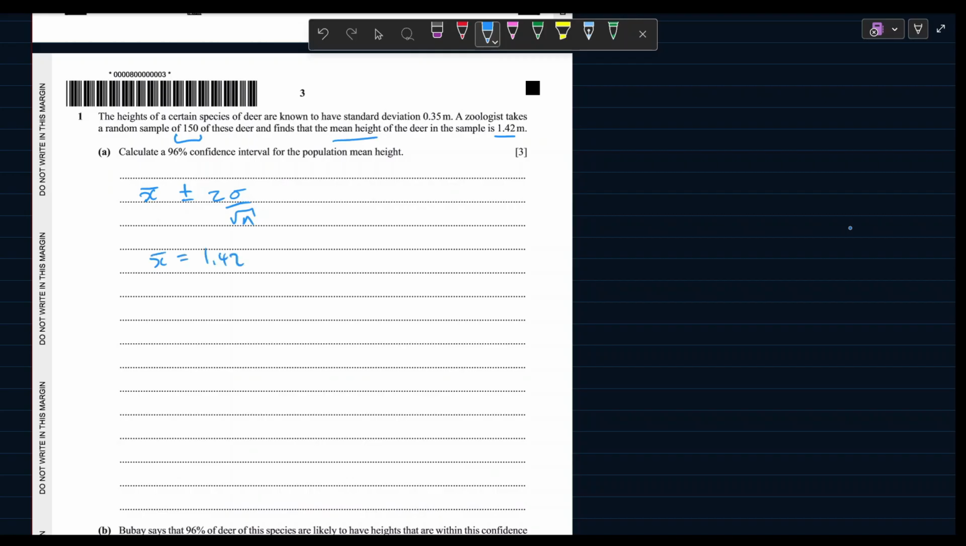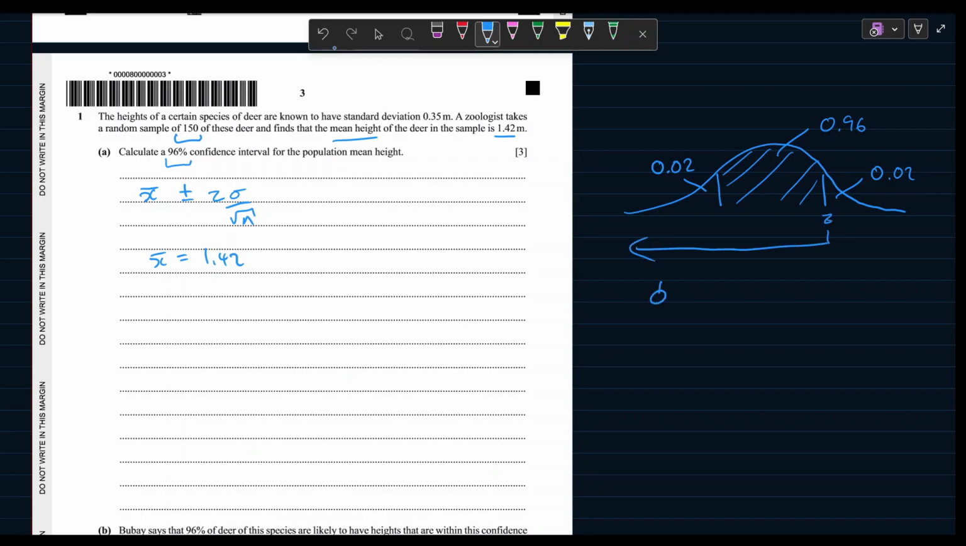And then to get z, we want a 96% confidence interval. So it means we're going to have 96% in the middle. This here is going to be 96%. I'll write it as 0.96. So this means either side we're going to have 0.02 and 0.02 so that it all adds up to 1. So it means our z value here is going to be arc phi of 0.96 plus 0.02, so that's 0.98. This is going to be our z.